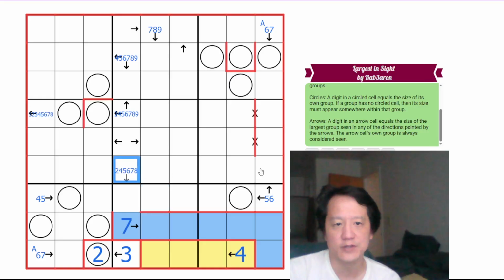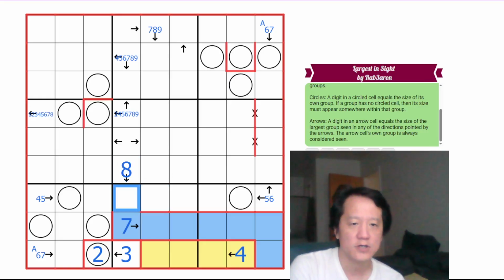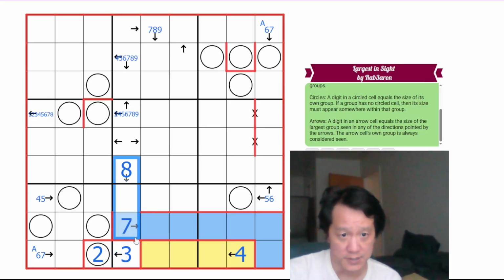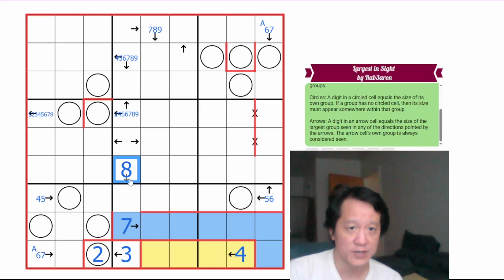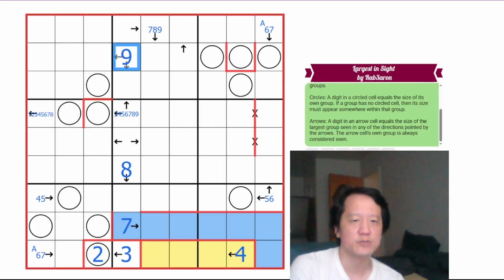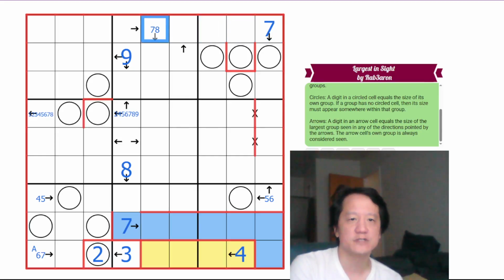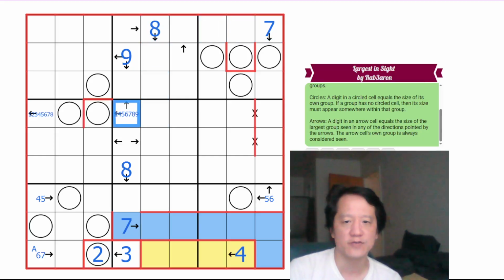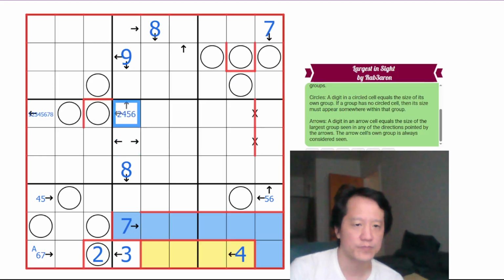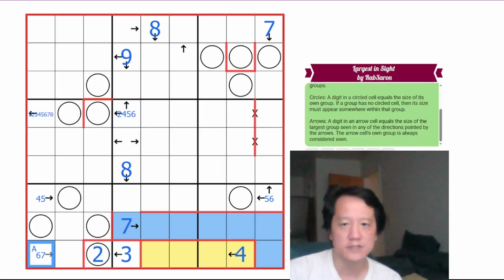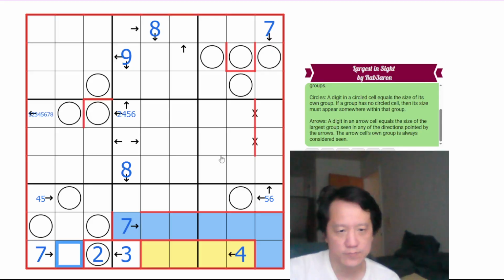So this is 7. This has to be 8, because this must see something greater than the 7, because it already sees a 7 group. So it must have something greater, which means this must be even greater than that. So it has to be 9. So this must see a 9. This can't be 9. This sees size 7. So then this must see size 8. This can't be 7, 8, or 9 here. So this is size 7 also.